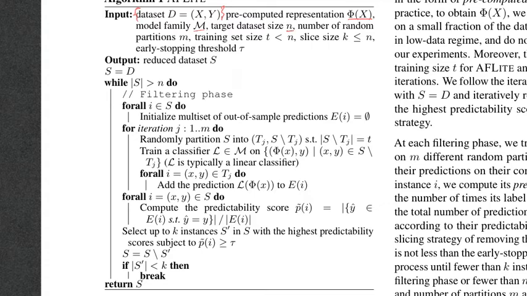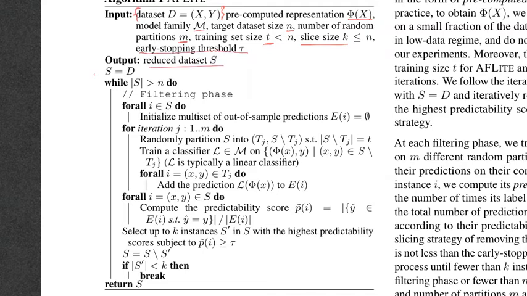This is the size that the cardinality has to be larger than. And then the number of random partitions M. There's the training size T inside these S, so T has to be less than N. There's a slice size K, which has to be less than or equal to N, and there's the early stopping threshold tau. And the output is going to be the reduced dataset S.